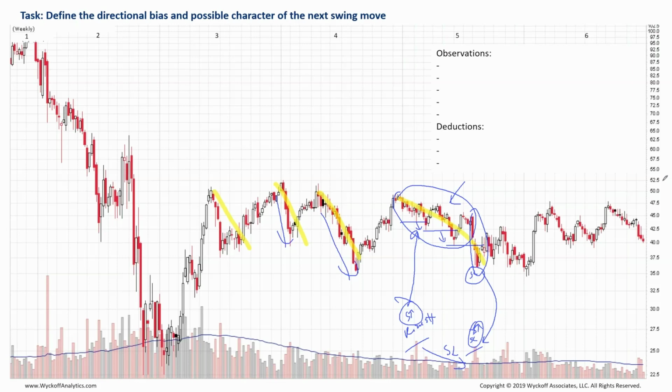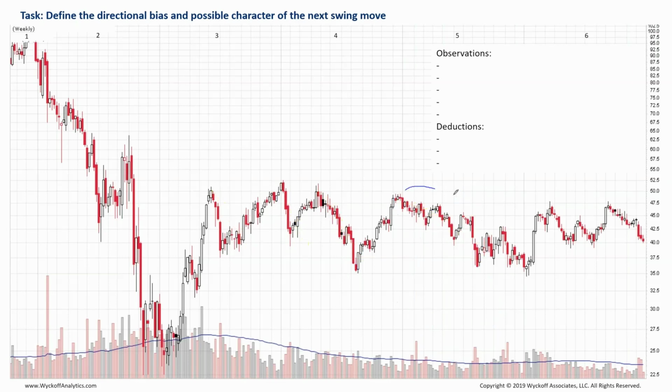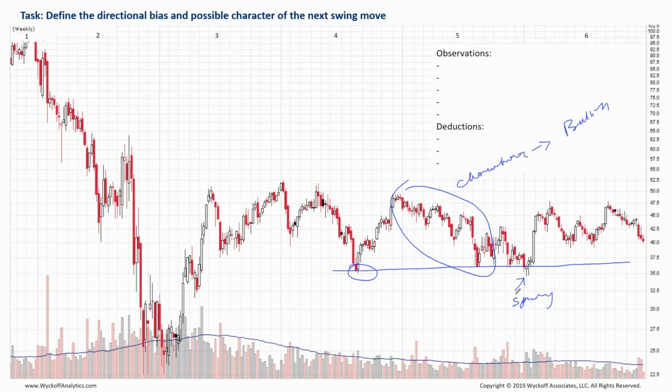Okay, so I would be thinking here that the character with which the price moves down has changed, so that could be bullish. And then also look at the result. We really have not committed lower than this low. There was an attempt, but this looks more like a spring.